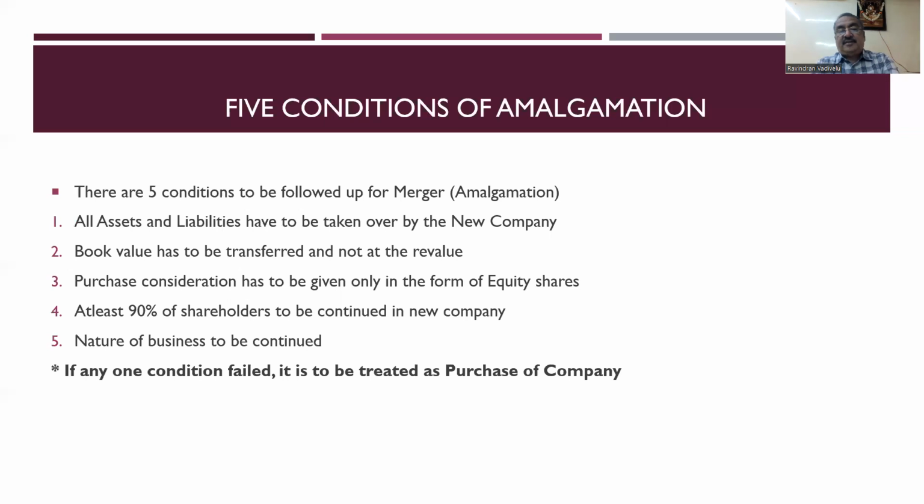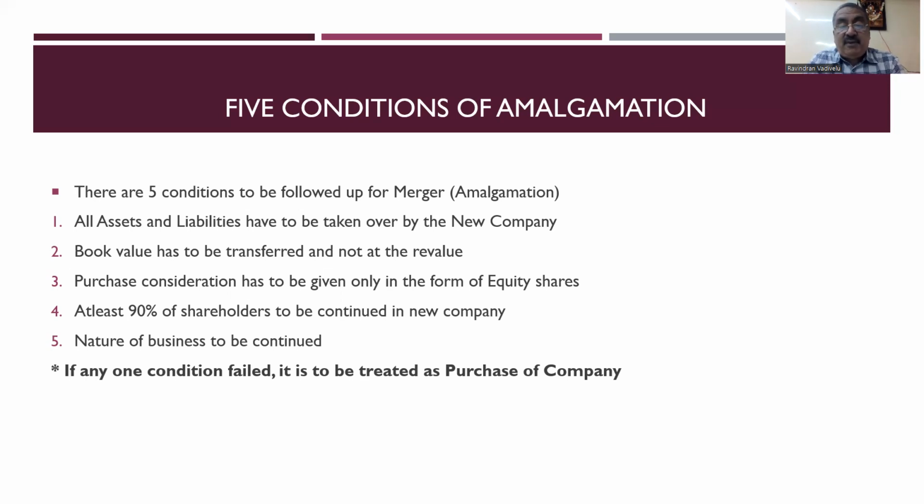Before going to the next AS, that is AS 14, I want to discuss the 5 conditions of amalgamation, because these 5 conditions should be known by everyone. All assets and liabilities have to be taken over by the company. In case of amalgamation, amalgamation includes merger, merger includes amalgamation. When there is an amalgamation, all the assets and liabilities of both the companies have to be taken over by the new company. There should not be any left out. And the book value has to be transferred and not the revalued amount, because at the time of transferring the asset to the new company, only the book value has to be transferred and not the resale value.